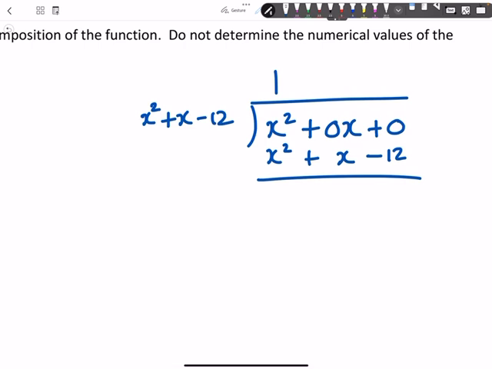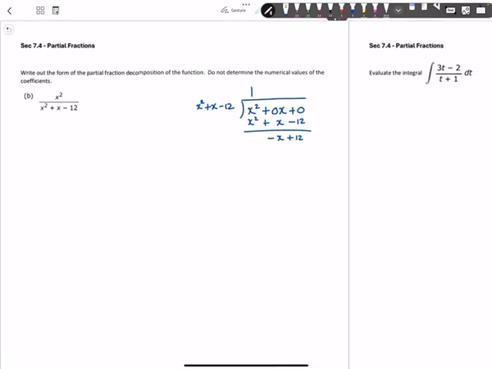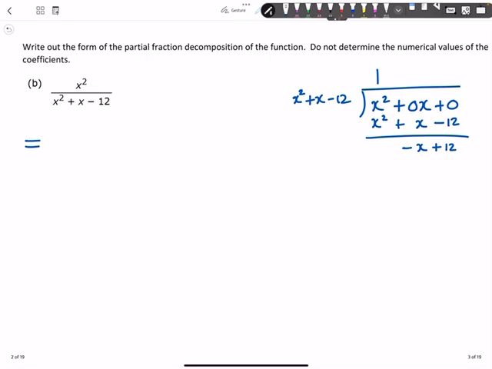and we subtract. 0 minus 1 is -1, so I get negative x, and then 0 minus -12, I get plus 12. All right. So if we use the remainder theorem to write this, this is going to be equal to 1 plus negative x plus 12 divided by x squared plus x minus 12.